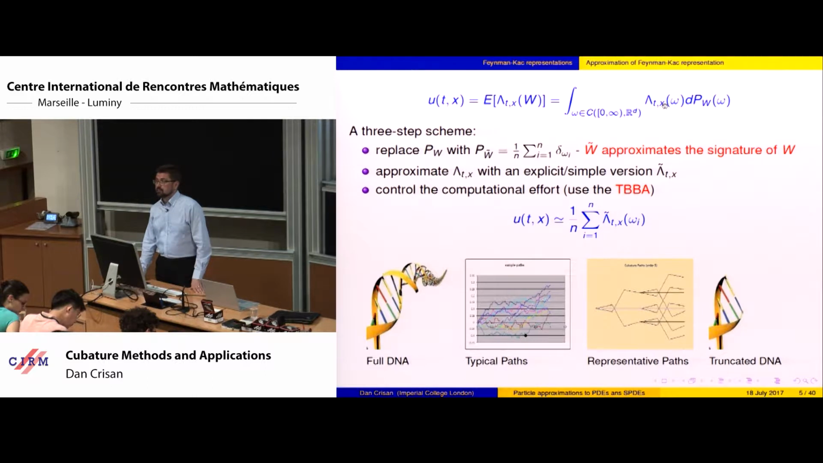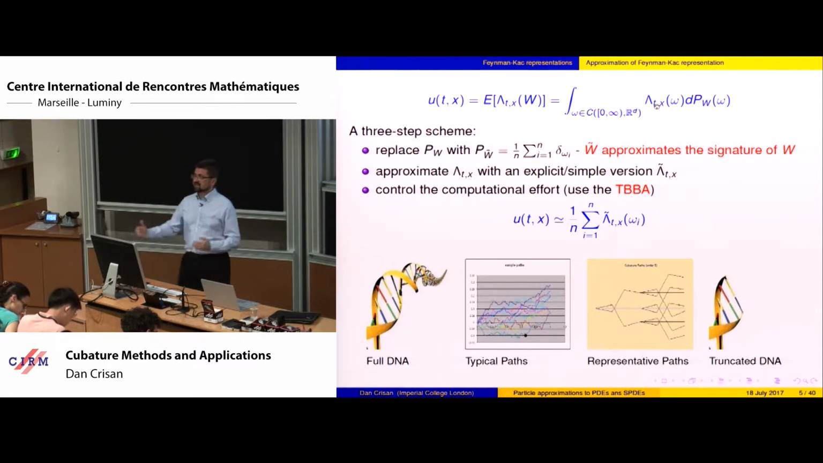Now, the next step is to take the functional in the Feynman-Kac representation and try to discretize it, replace it by something a lot more amenable to numerical approximation. This step is different for every case that you look at. What is common is the approximation of the Wiener measure and the way in which you control the computational effort. What is different in each case is how you actually approximate the functional. So these are the first two steps. It's a three-step scheme, but you won't see three steps when you implement this. You do everything in one go.